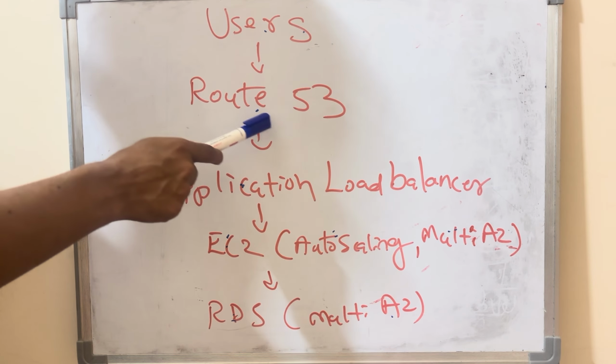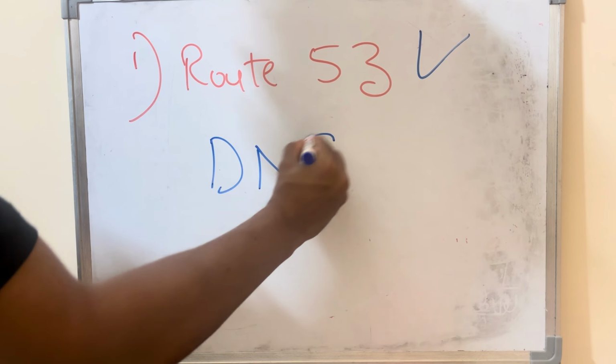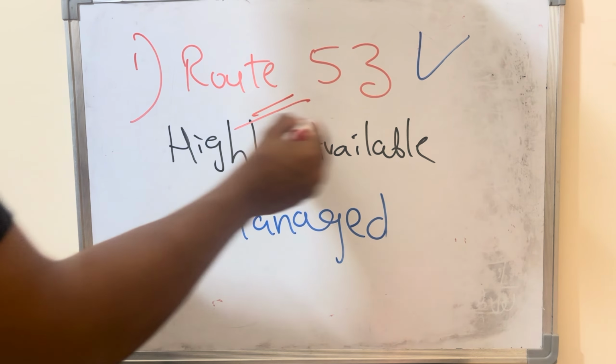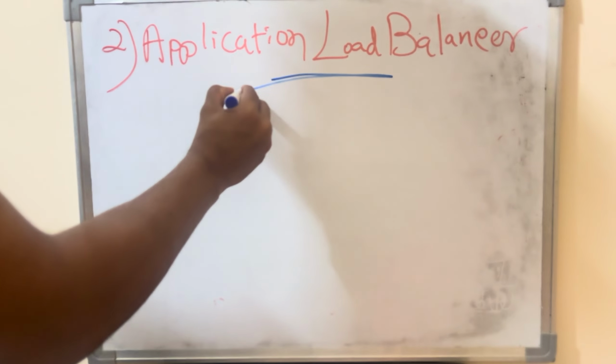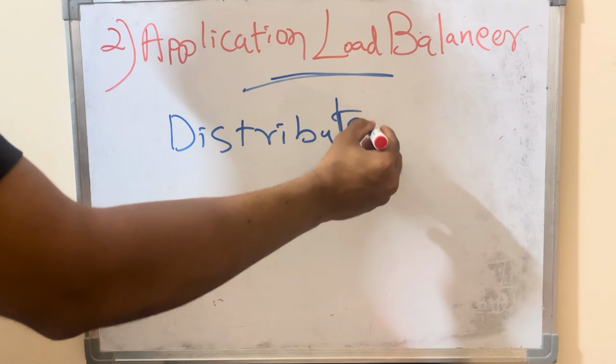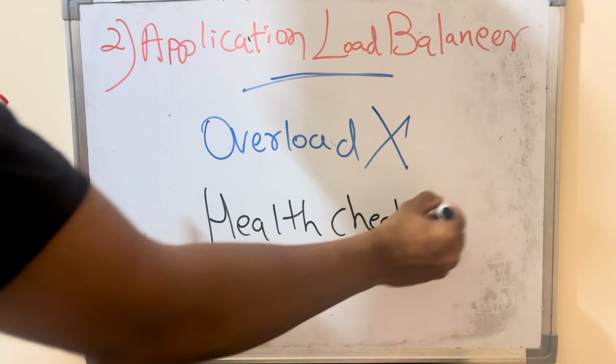Now let me explain each step one by one. First we use Route 53. This is for DNS resolution. We use Route 53 because it is highly available and it is AWS managed DNS. Then we use application load balancer. For what? To distribute traffic across multiple instances. So it prevents single server overload, and ALB supports health checks.